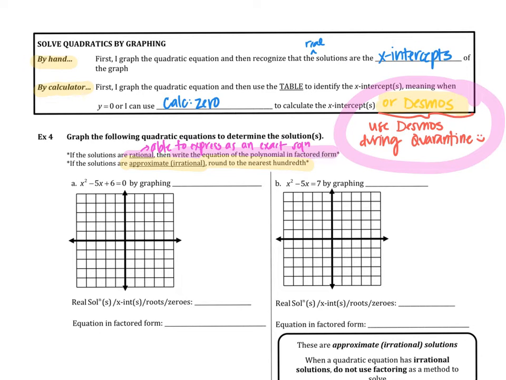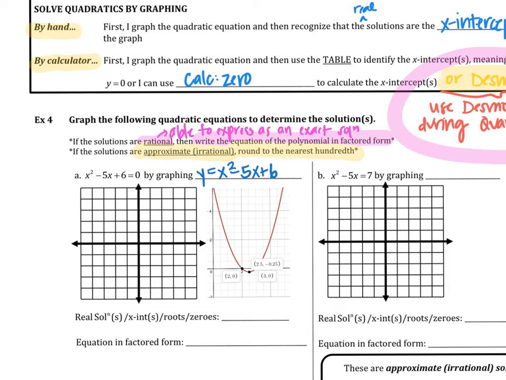Okay, so our first example, x squared minus 5x plus 6 equals 0. And we're going to solve it by graphing. So we're going to graph y equals x squared minus 5x plus 6 into Desmos. Okay, so I'm going to graph the function, and the key is I want to make sure I plot the x-intercepts. So in this function, I have x-intercepts of 2 and 3.